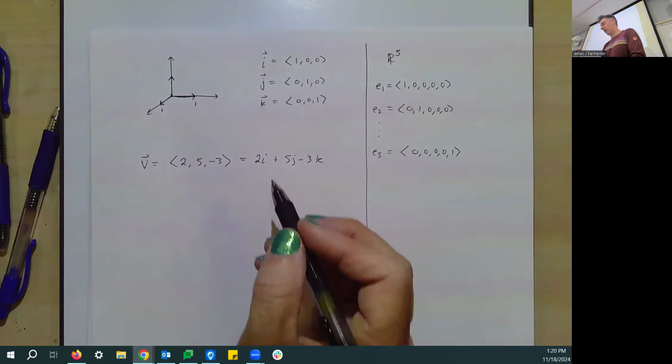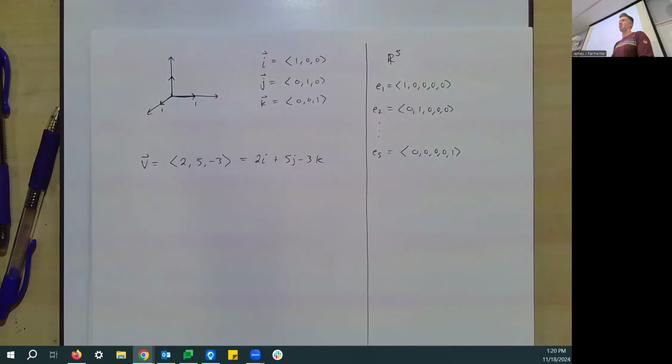And we typically stop writing the arrows over i, j, and k because it just gets to be kind of a pain. But that's pretty standard notation as well.